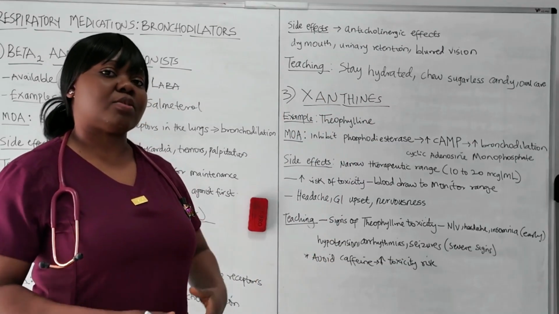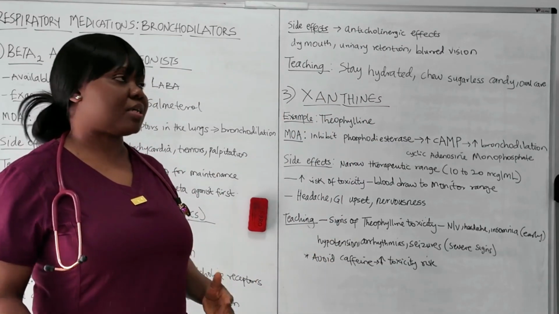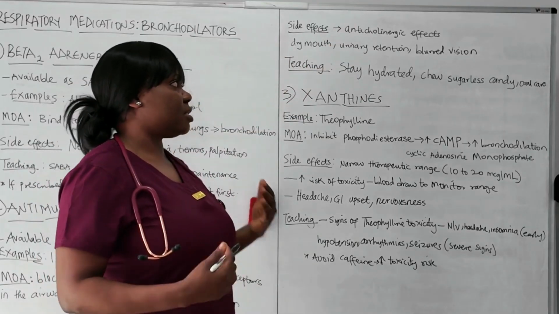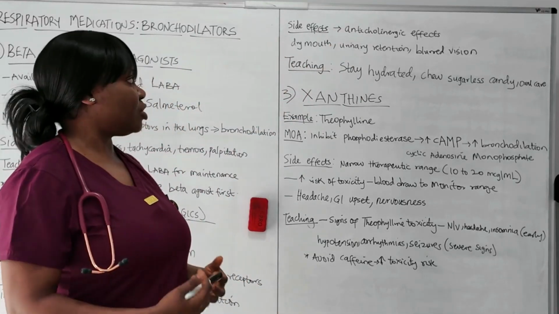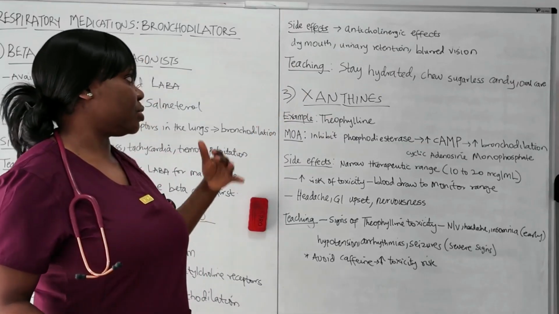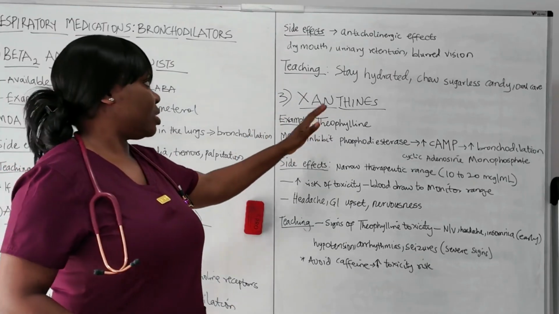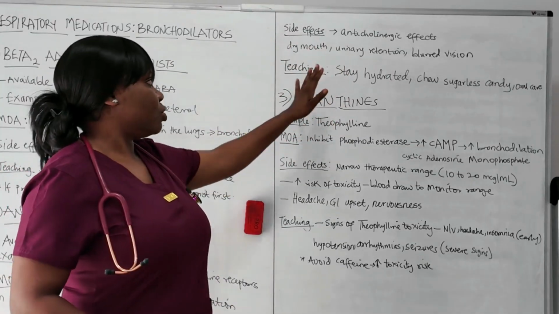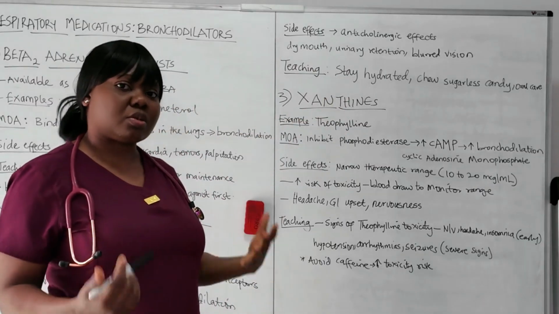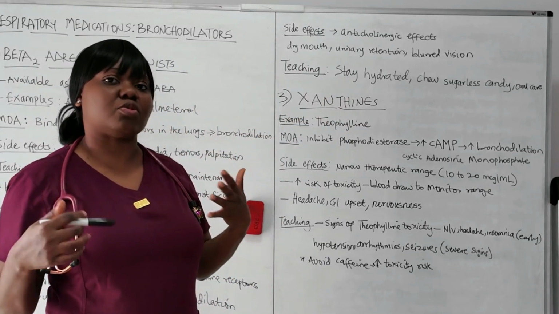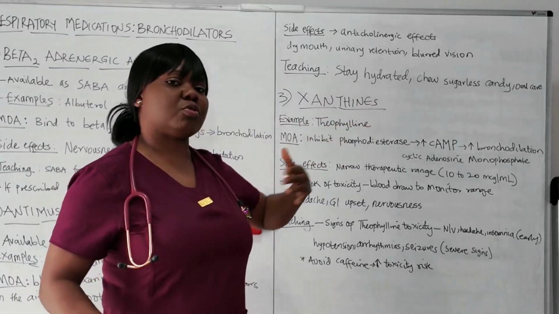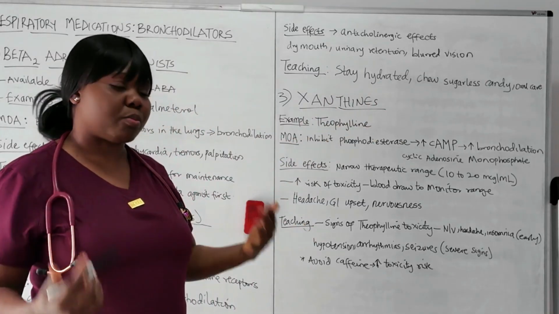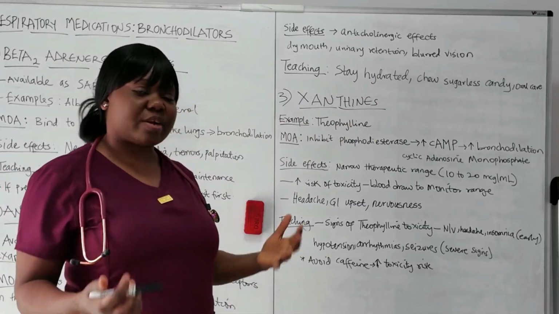Now, the side effect of anticholinergics or antimuscarinics will be anticholinergic effects. So things that have to do with dry mouth, urinary retention, blurred vision are common with this. So because of that, we teach patients that are taking anticholinergics to stay hydrated. They should drink a lot of water to reduce that effect of dry mouth or feeling dry. And also they can chew sugarless candy to keep the mouth moist. Oral hygiene also is very important.